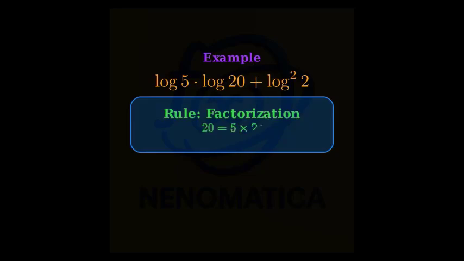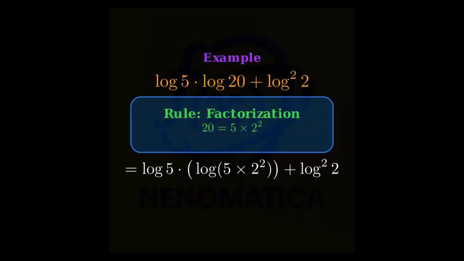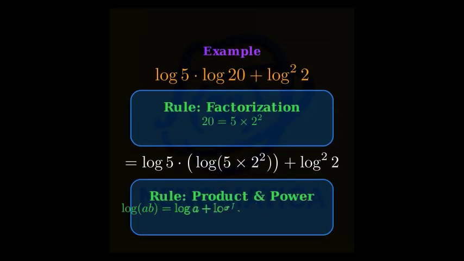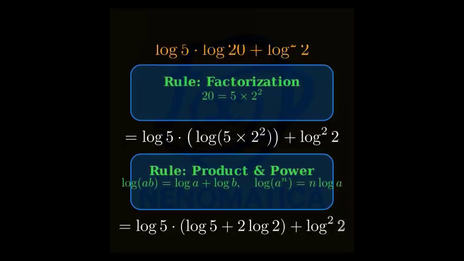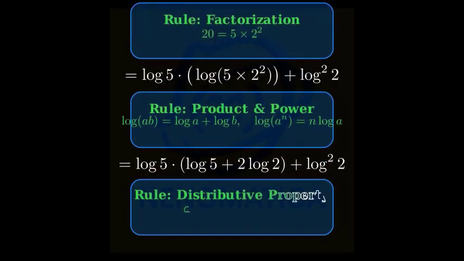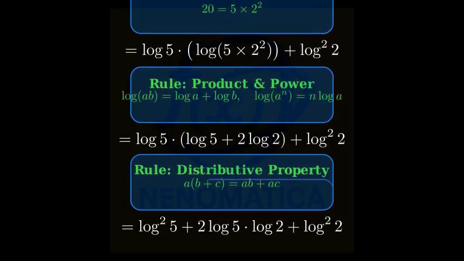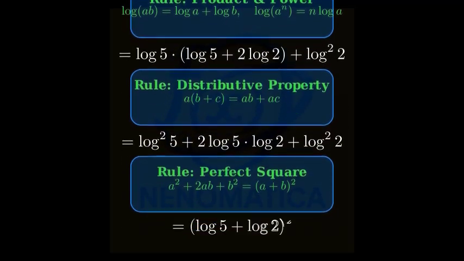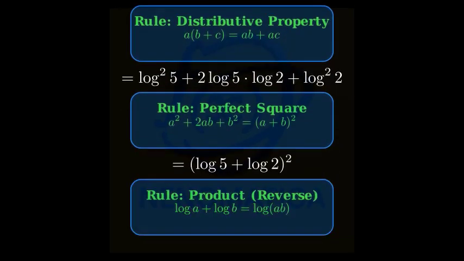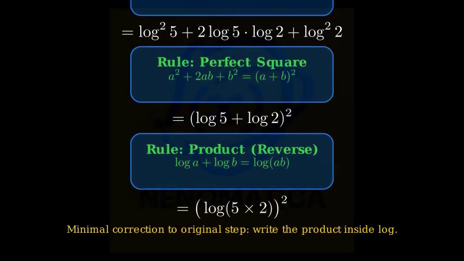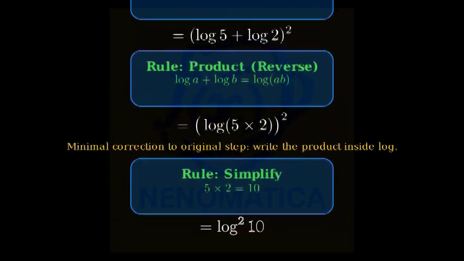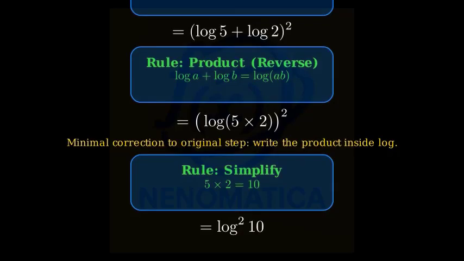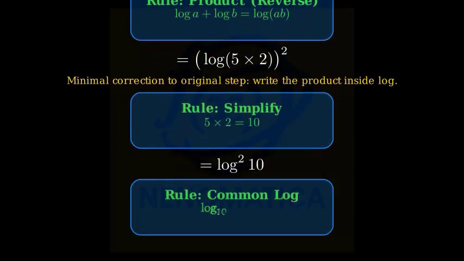Step 1. Factor the argument of log 20 as 5 times 2 squared. Then substitute inside the logarithm exactly as shown. Step 2. Apply the product rule and the power rule of logarithms to expand. Step 3. Distribute log 5 across the parentheses. Step 4. Recognize the perfect square trinomial. Step 5. Combine the sum of logs into a single logarithm. Note, a minimal correction is applied here to make the expression precise. Step 6. Simplify the product inside the logarithm. Step 7. Evaluate. The common logarithm of 10 equals 1, so the square is 1.